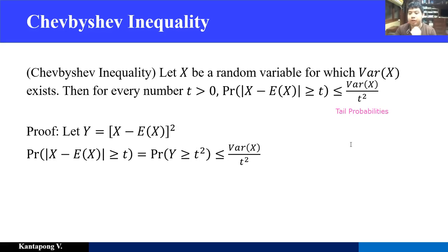Okay. How to prove this one? You could take the power of 2 on both sides. And then E of Y is the variance of X, and t squared goes to the other side. Okay? So it's just an extension of the Markov inequality.